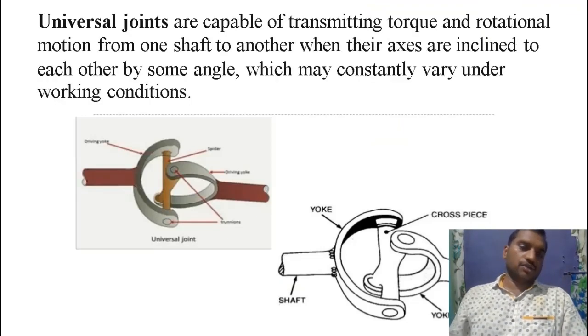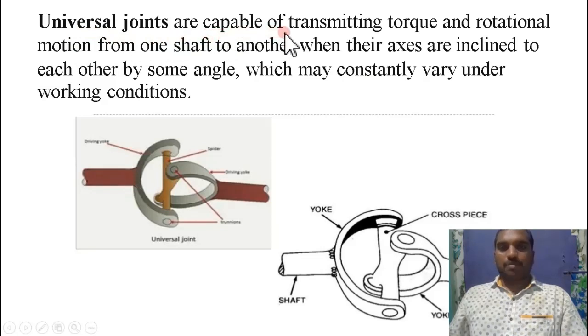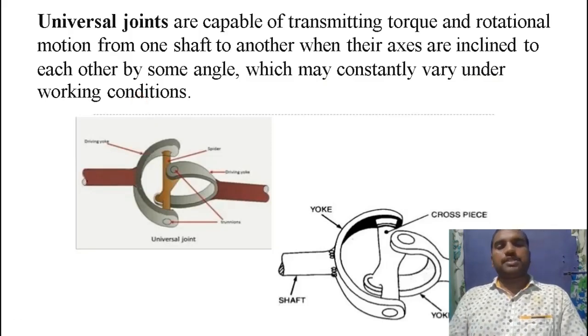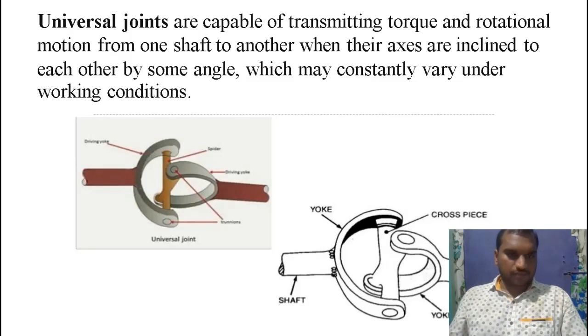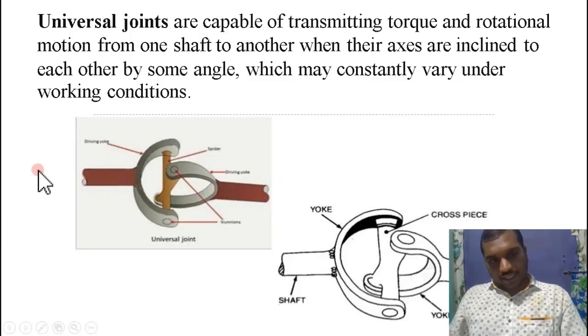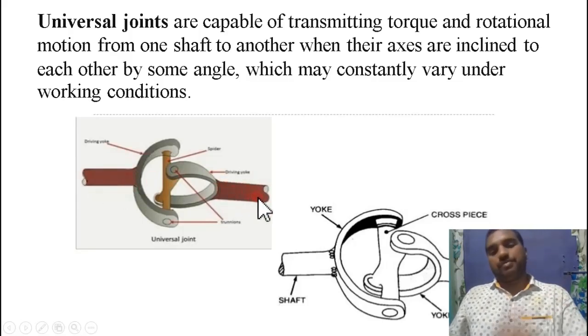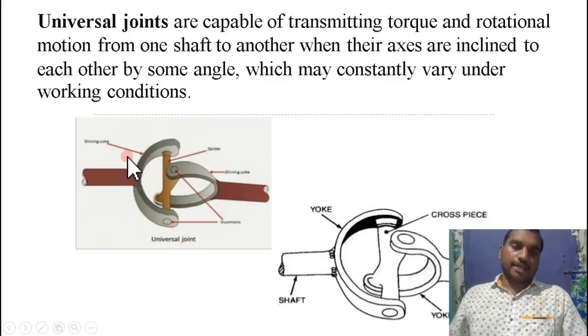Coming to the next one, that is the universal joint. Universal joints are capable of transmitting torque and rotational motion from one shaft to another when their axes are inclined to each other by some angle, which may be constantly varying under working conditions. So a universal joint is helpful to transmit the torque or rotational motion from the driving shaft to the driven shaft when their axes are inclined with some angle. That angle may be varying or constant. Even though the angle is constant or varying continuously, the power is transmitted from the driving shaft to the driven shaft with the help of the universal joint. We can also call it a knuckle joint.